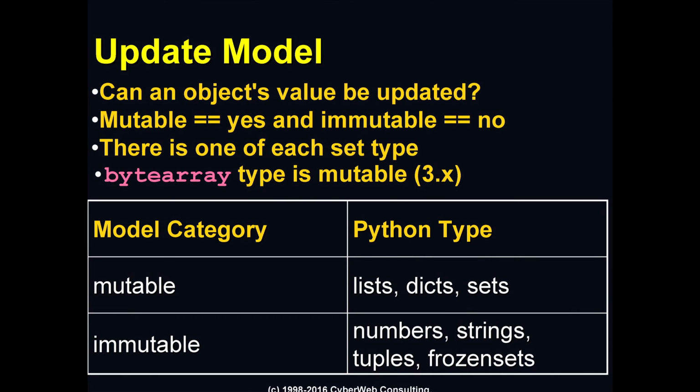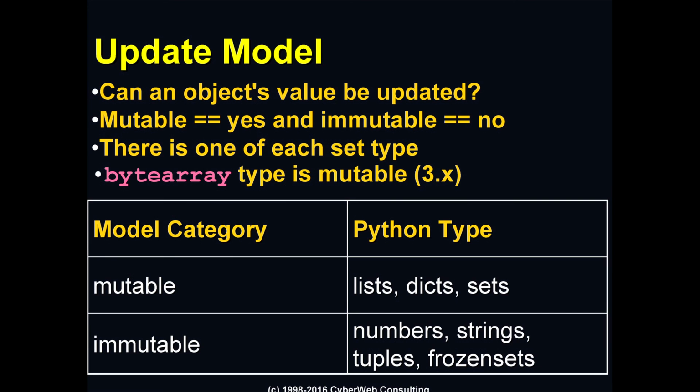Another one is the update model. Can an object's value be updated? If it is a mutable object, yes, and if it's immutable, no. So what is mutable? Lists, dictionaries, and sets are mutable. That means you can modify them. However, numbers, strings, tuples, and frozen sets are not.